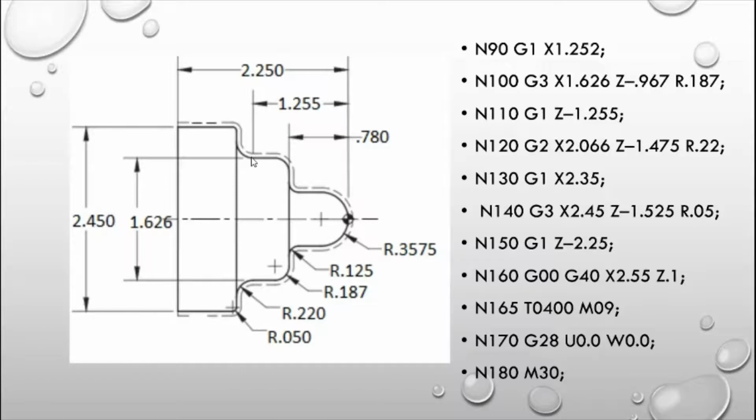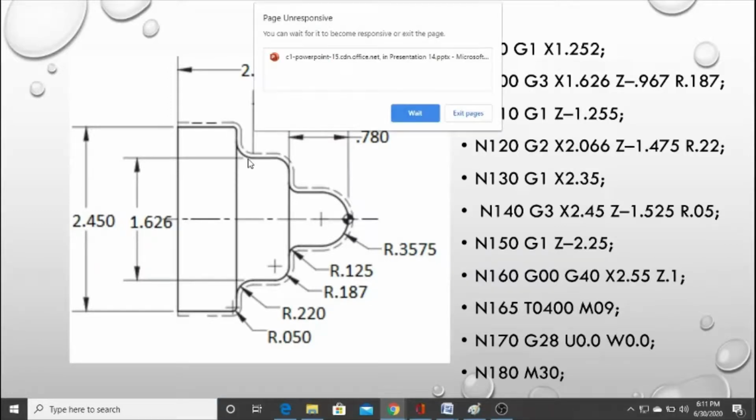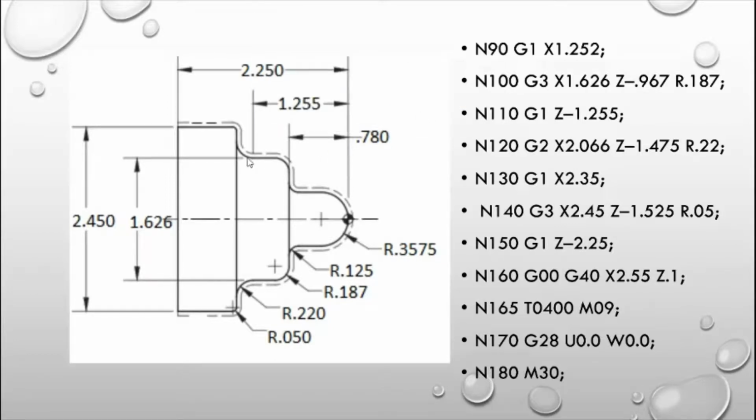And again a sequence number. G02 is the circular interpolation, and the position of X is 2.066 and the position of Z is minus 1.475 by the radius of 0.22. And N130 is again a sequence number. G01 is a linear interpolation and goes from this position to this position, X 2.35.